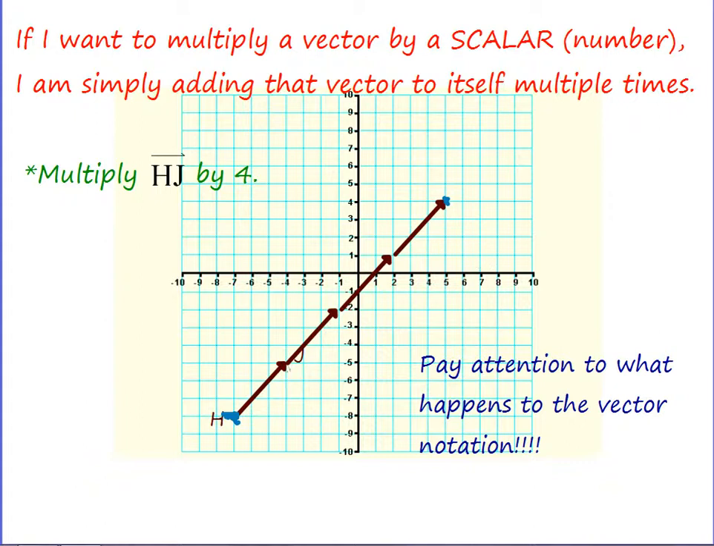So notice, what was the displacement of our original vector? Hj had a displacement. We went positive 3 in the x direction and positive 3 in the y. When I multiplied that by 4, when I had 4 of those same vectors added together, I ended up with a final displacement of 12 in the positive x direction and 12 in the y direction.